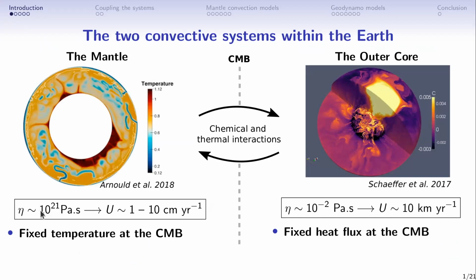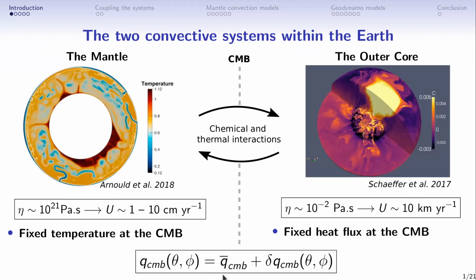the mantle has a very large viscosity, with typical velocities in the mantle of the order of 1 to 10 centimeters per year, while the liquid iron in the core has a much smaller viscosity, with typical velocities of the order of 10 kilometers per year in the core, which means that thermal heterogeneities at the top of the core are quickly equilibrated, while thermal heterogeneities in the lower mantle can last a long time compared to the timescales of core dynamics. And for this reason, the mantle sees the core as a fixed temperature condition at the CMB, while the core sees the mantle as a fixed heat flux condition at the CMB.